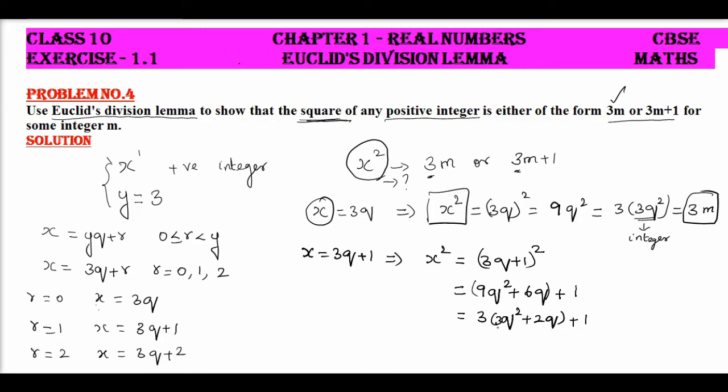Now you think of this 3q square plus 2q. This is going to be some number. It's some integer. So I can denote that number by m so that I get 3m plus 1. So x square can also be written as 3m plus 1.